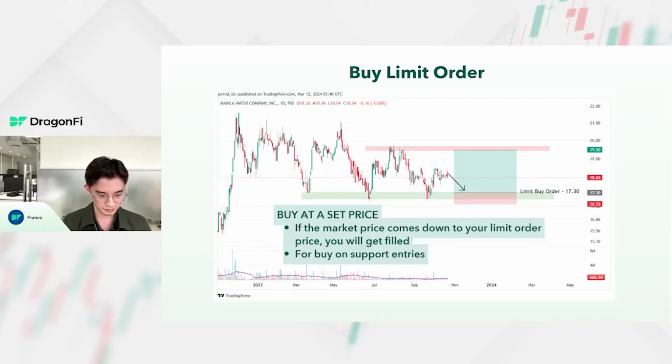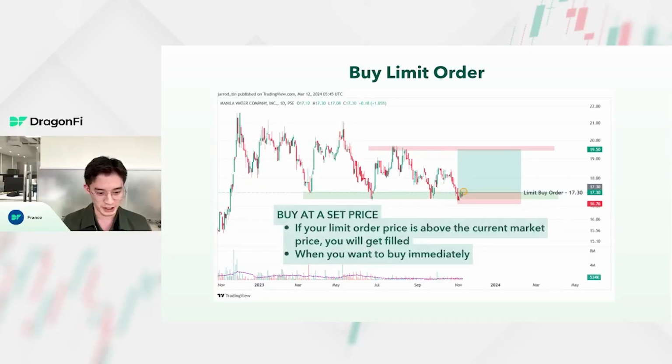So on the next slide, you already know that it will indeed retest support. And then once that happens, you will get filled at 17.30 or lower or better, right? Because you're trying to buy the stock. So if you're willing to pay higher than the bids, you will immediately get filled.